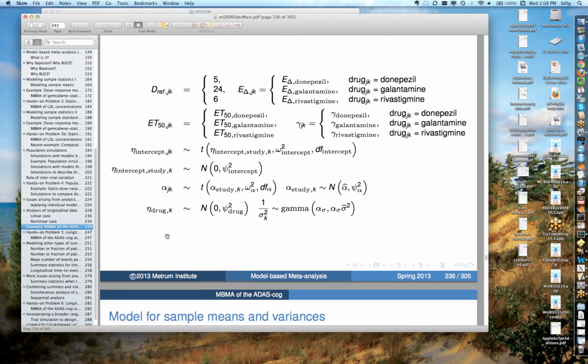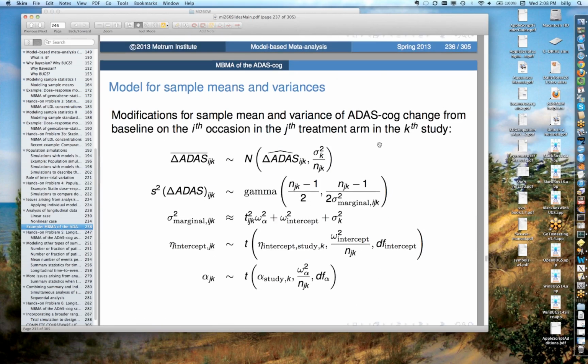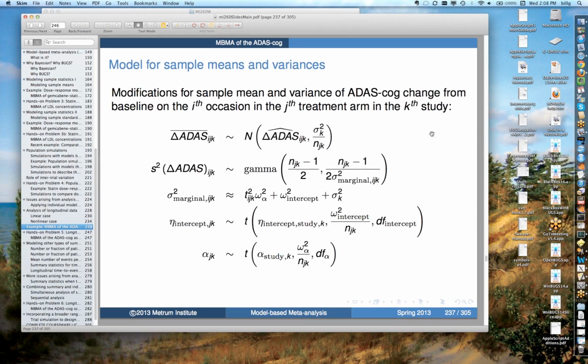What else did I want to mention? Again, these are the random effects in here. So we have to deal with our good old t-distribution and a normal distribution as part of this. And this is just a reminder that we converted this to an appropriate model, not for individual ADAS-Cog scores, but for sample means and variances. For our simulations, we could ignore all this stuff here about the variance, because we're going to be focusing on the sample means in this case.